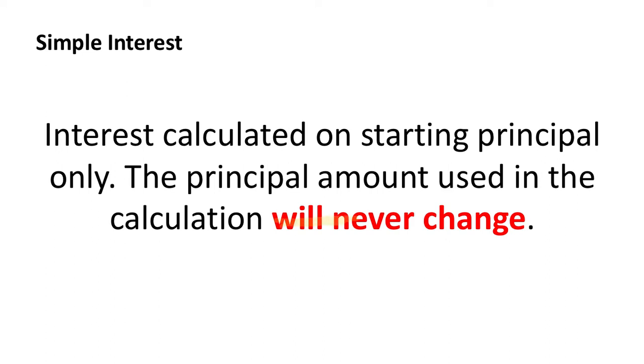The principal amount you use in the calculation will never change. So it's always going to be that starting amount. For example, if I'm investing $2,000 and I'm earning simple interest, my principal amount is always going to be $2,000. It is never going to change.